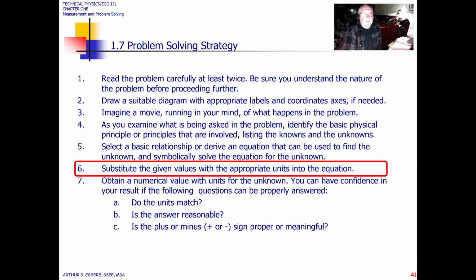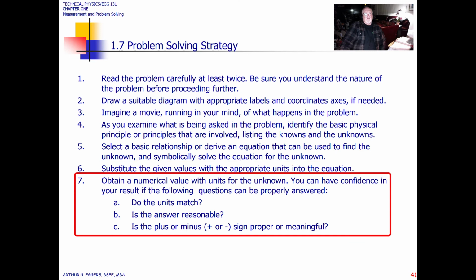Step 6, substitute the given values with the appropriate units into the equation. So you have to be very careful. It's very easy to confuse velocity and acceleration. And if you do and you don't have your units correct, you're going to end up with the wrong answer. The other thing is check your factoring and your unit analysis, as we did with the L's and the T's earlier. Obtain a numerical value with units for the unknowns.